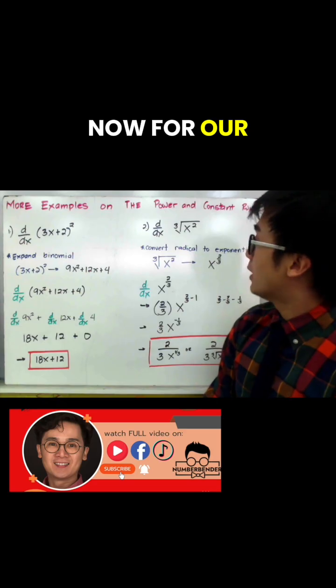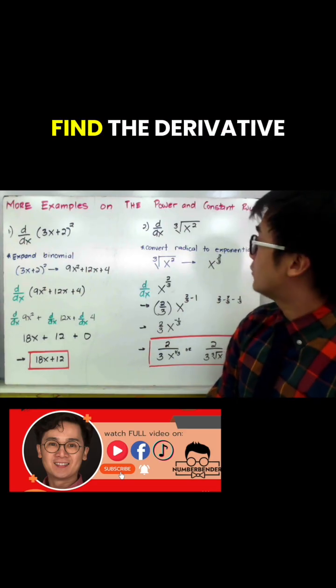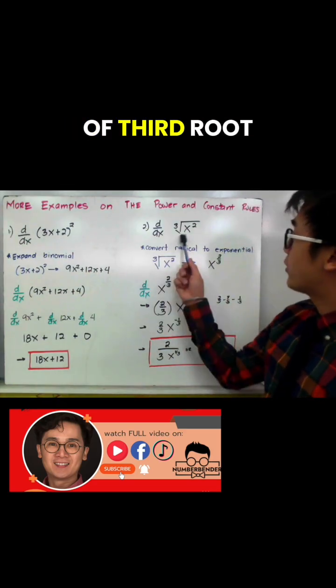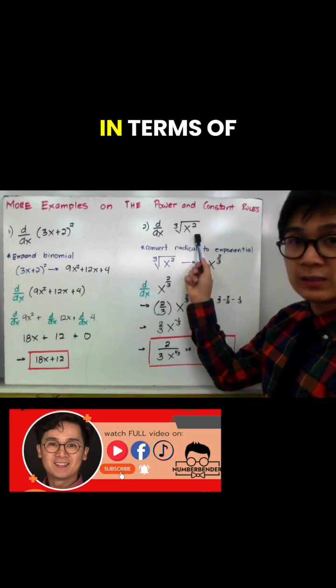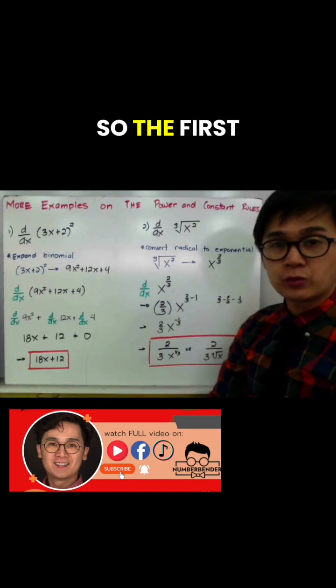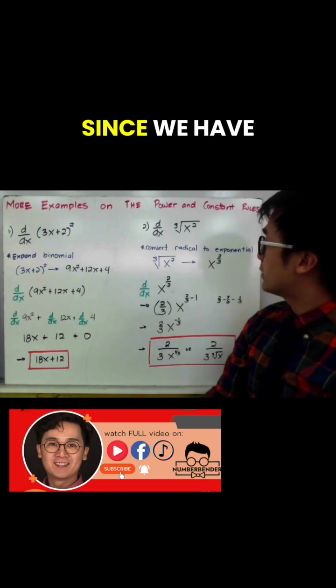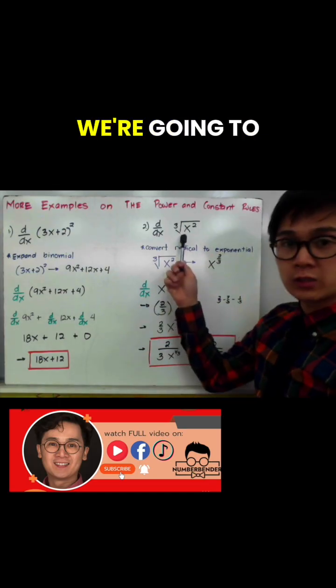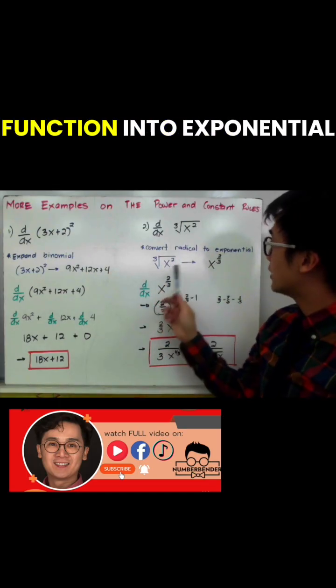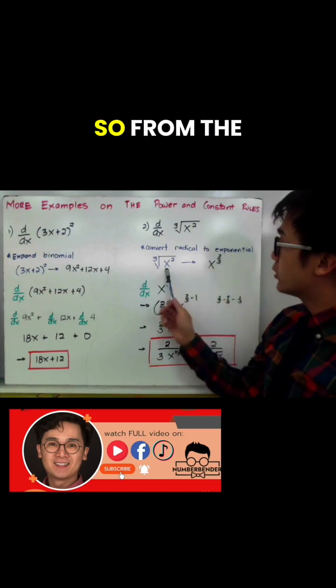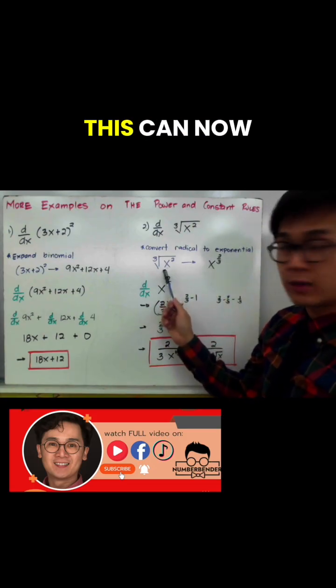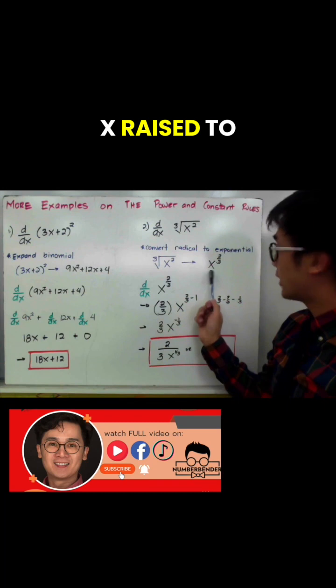Now for our second example, we have to find the derivative of the third root of x squared in terms of x. So the first thing that we need to do, since we have a radical function, we're going to convert our radical function into an exponential function. So from the third root of x squared, this can now be changed into x raised to 2/3.